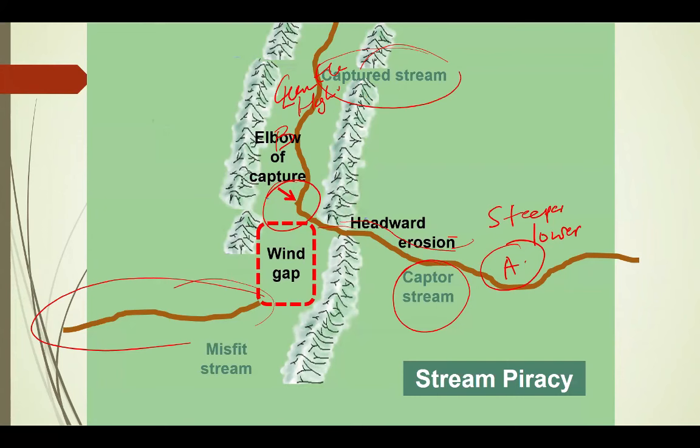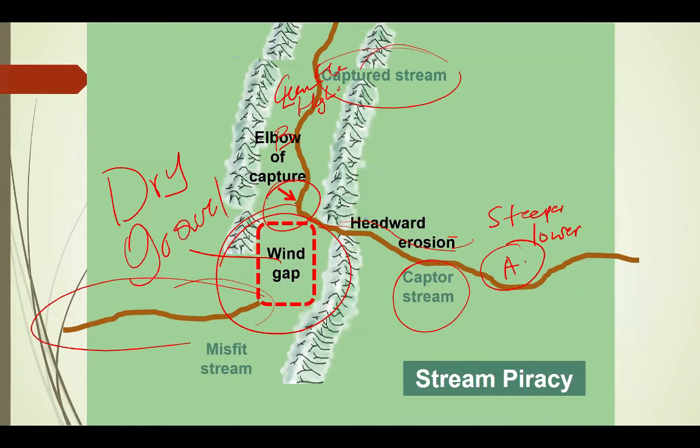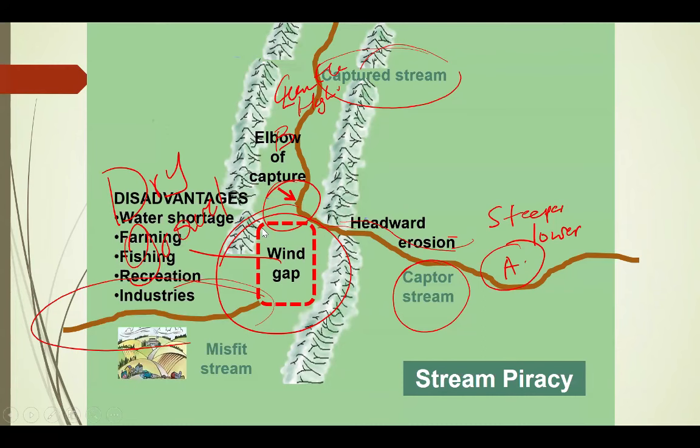And this area where the river used to flow, but where there is no longer water flowing, is dry. It has got gravel. This area is now called the wind gap. So these are the features of stream piracy.